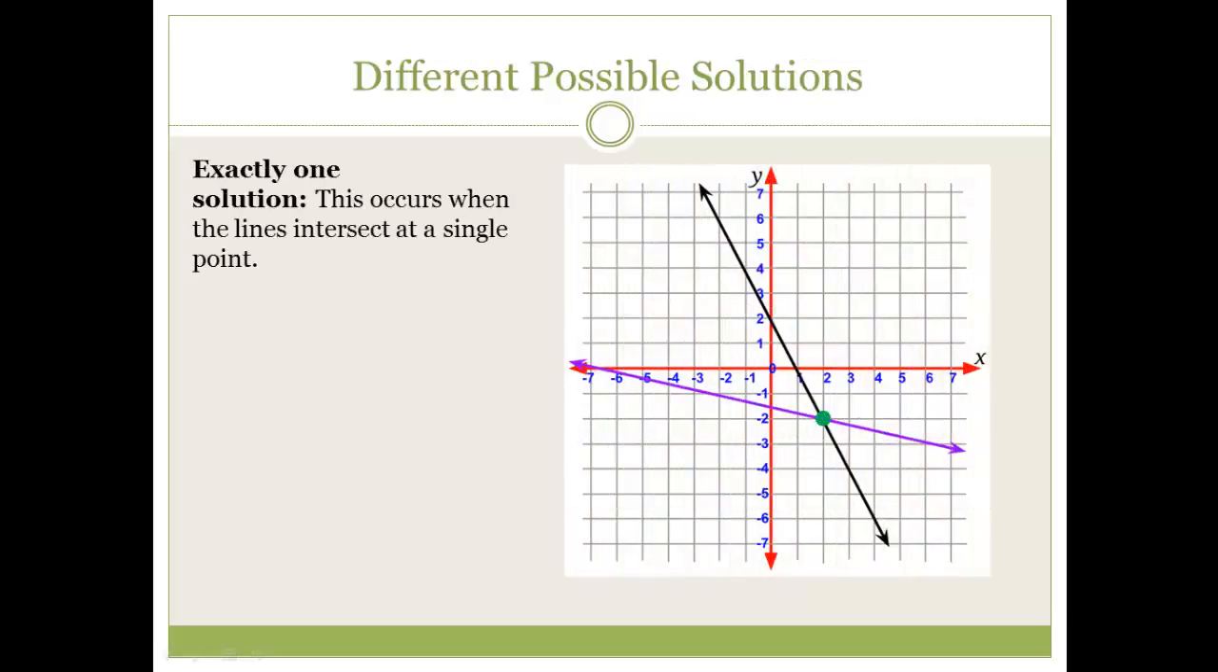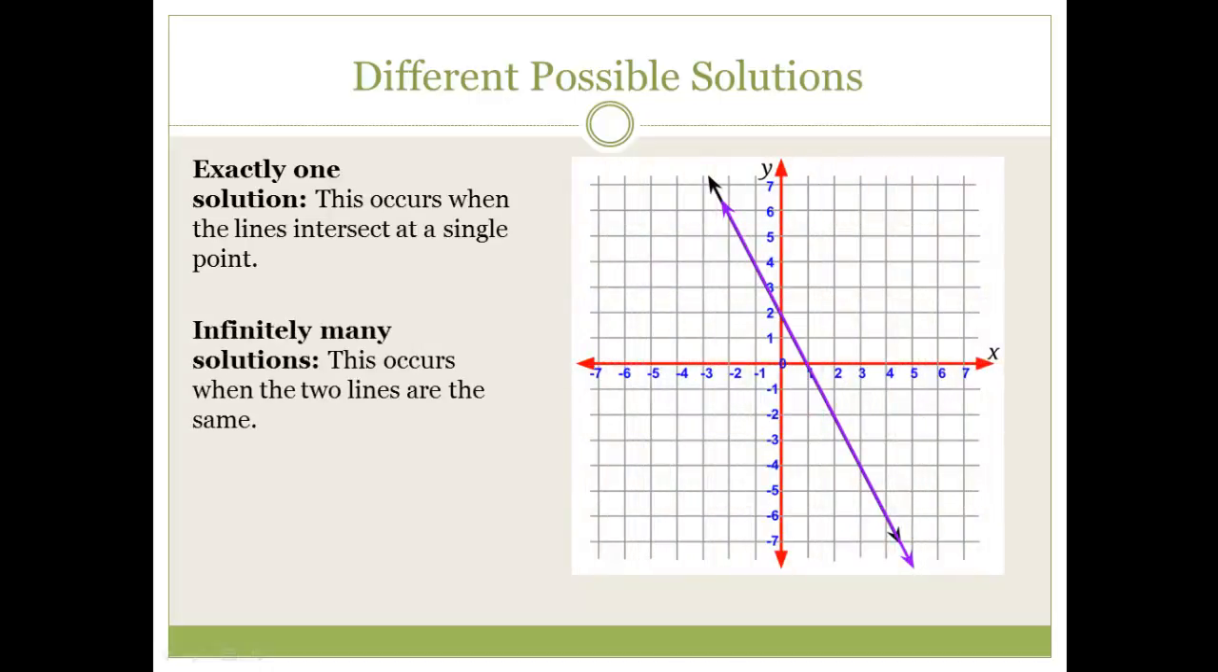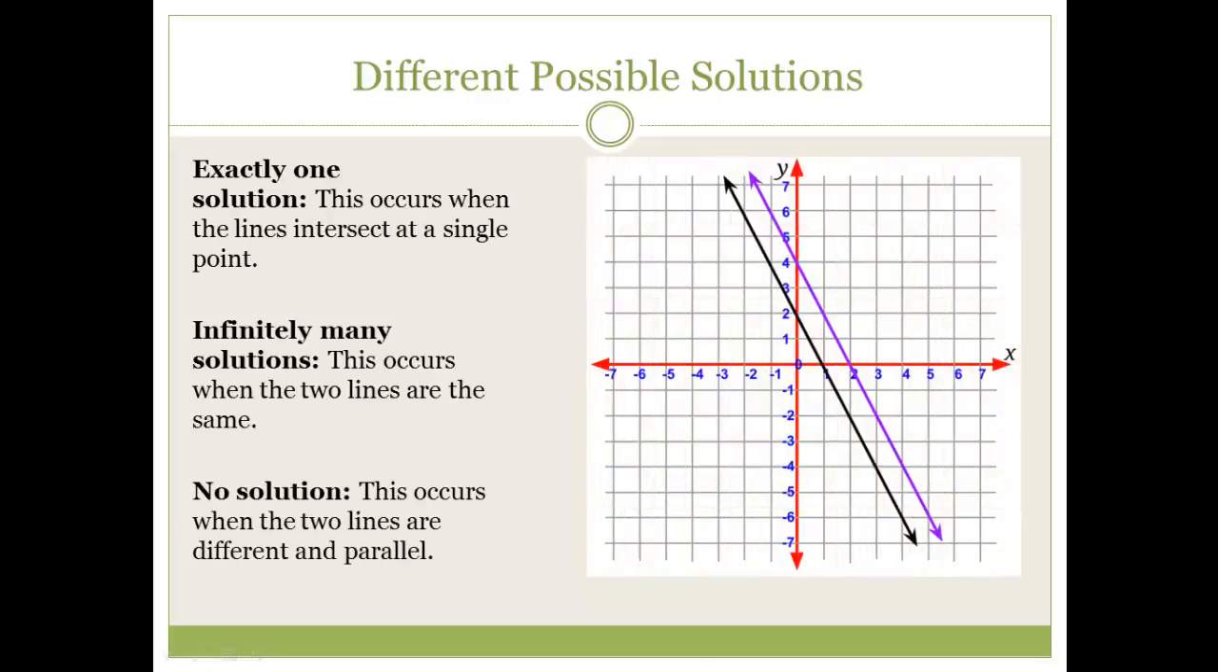If there is only one solution, the solution is the point where the lines intersect. If there is an infinite amount of solutions, the two lines are exactly the same. If there is no solution, the two lines never touch and will be parallel.